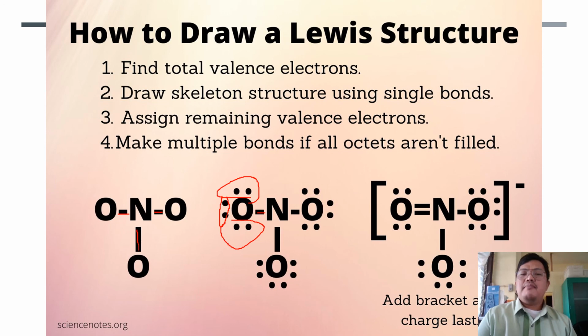And number 4, make multiple bonds if all octets aren't filled. So, halimbawa itong nitrogen, o ayan, tingnan mo, 1, 2, 4, 5, 6, o kulang pa, nakipag-double bond siya sa isang oxygen. So, that means 2, 4, 6, and then 8. Na-fulfill niya na yung octet rule. So, meaning to say, this is the final Lewis dot structure of the compound.